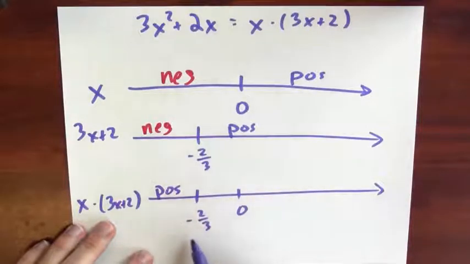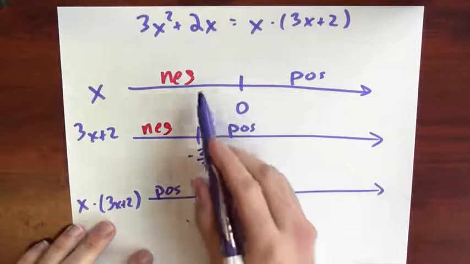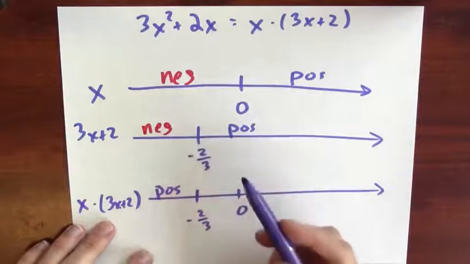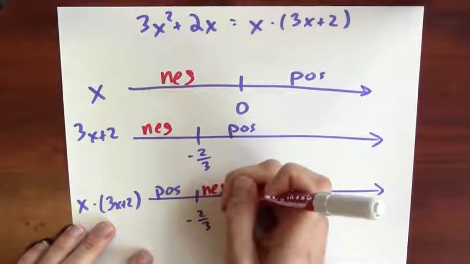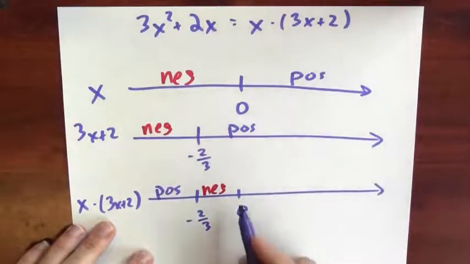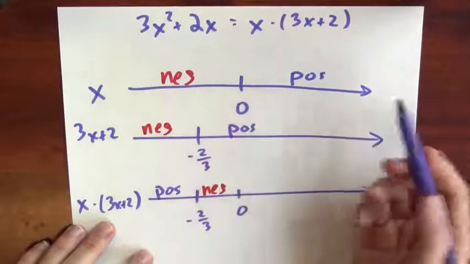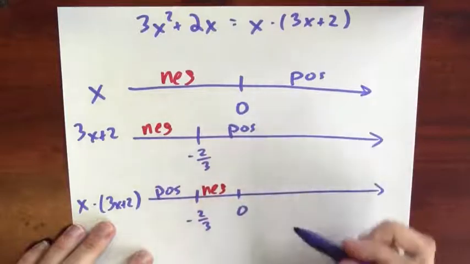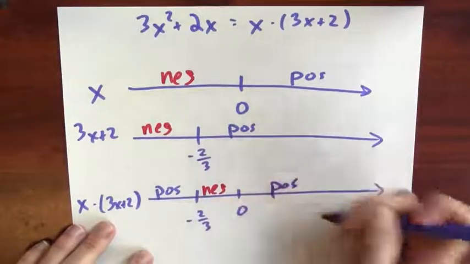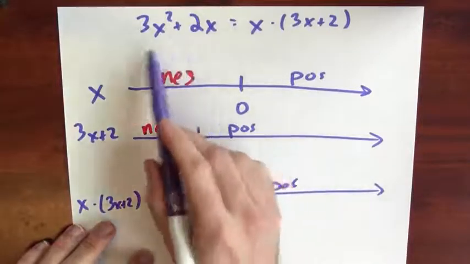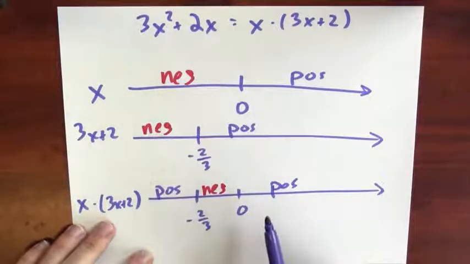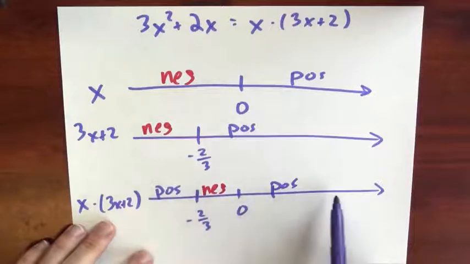When x is between minus 2/3 and 0, then x is negative, but 3x plus 2 is positive, and a negative times a positive number is negative. And finally, when x is bigger than 0, well, then x is positive, and also 3x plus 2 is positive, so the product is positive. So here on this number line, I've recorded the information about when 3x squared plus 2x is positive or negative.